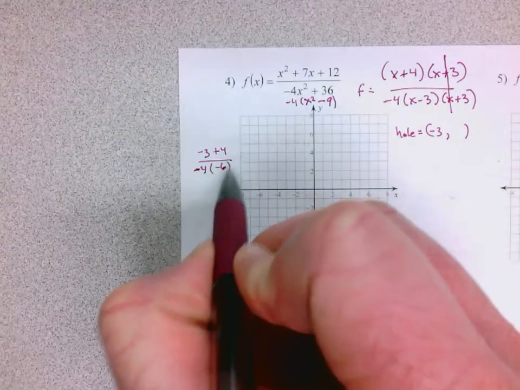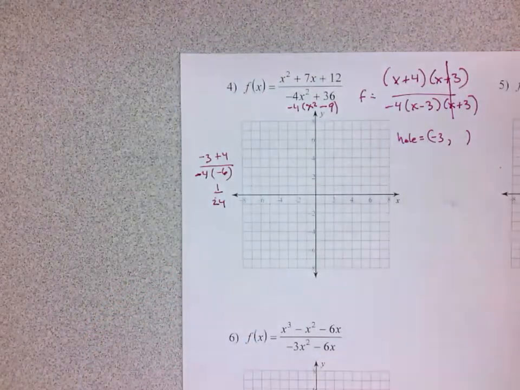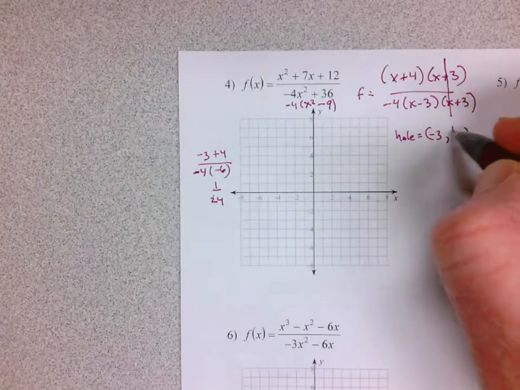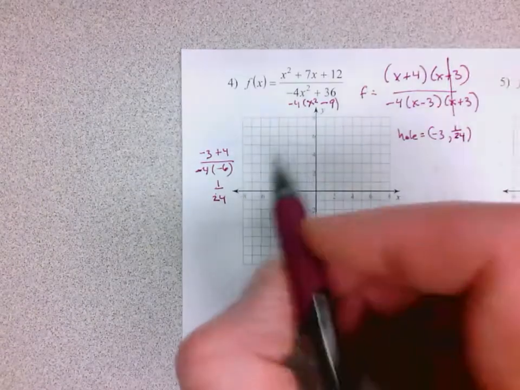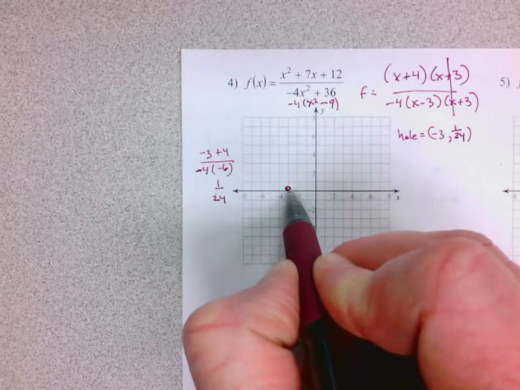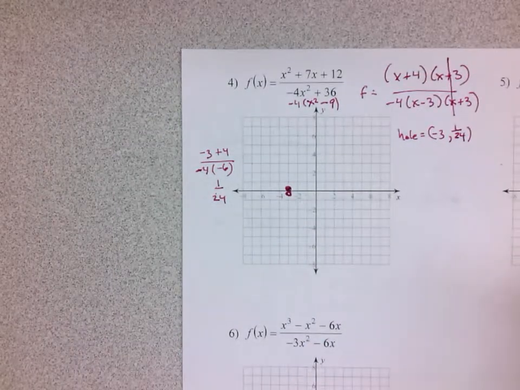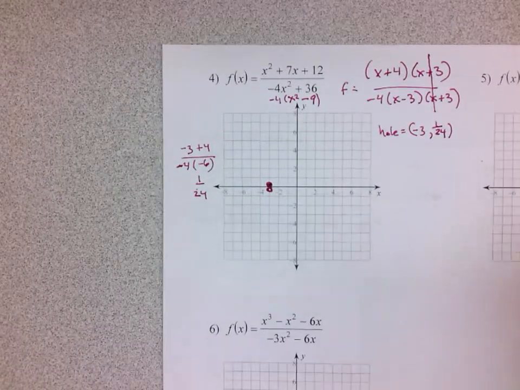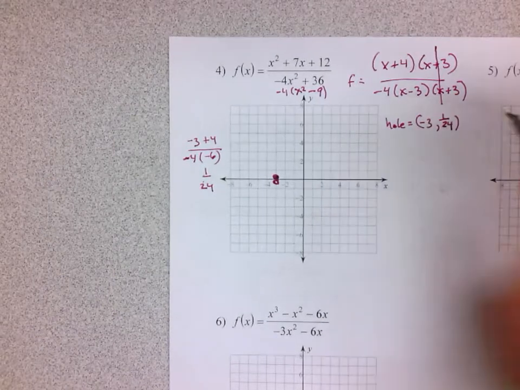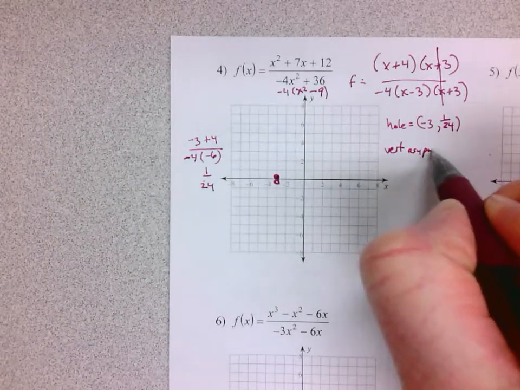So that'd be 1/24. It's not going to be very easy to see on your graph. Basically, that's almost a 0. So I'm going to put a little open circle, down below, right there, just so I remember I have it. Now, what's left over, I have a vertical asymptote at x equals 3.